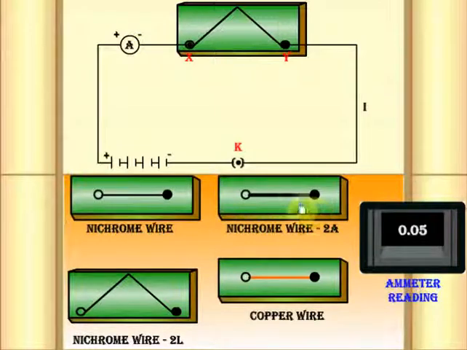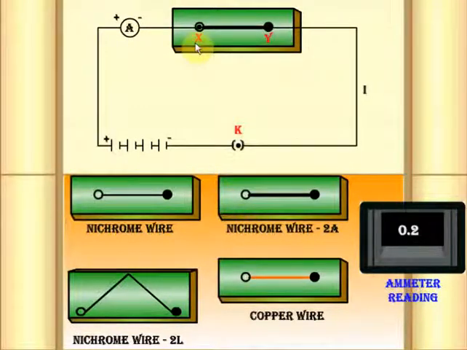Now let us conduct this other experiment in which we will put a nichrome wire with double the area of cross section in this circuit. Here, now we have put a nichrome wire here with double the area of cross section compared to the initial nichrome wire. What do we see? We see that the ammeter reading becomes 0.2 amperes. That's double the initial reading, isn't it? The initial reading when we attached only the single nichrome wire was 0.1 amperes.